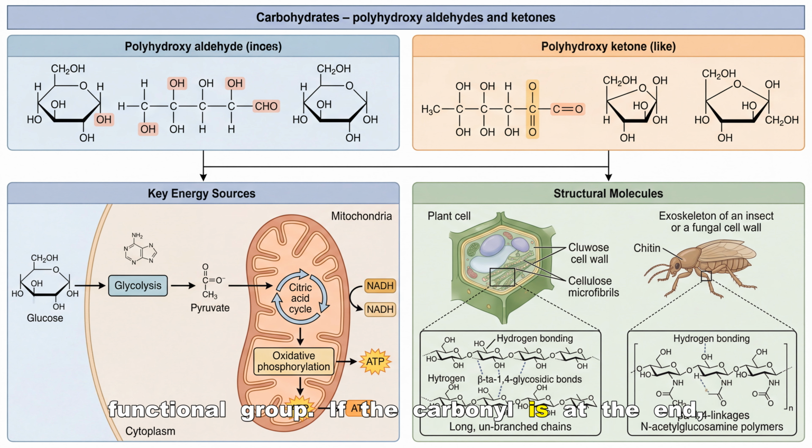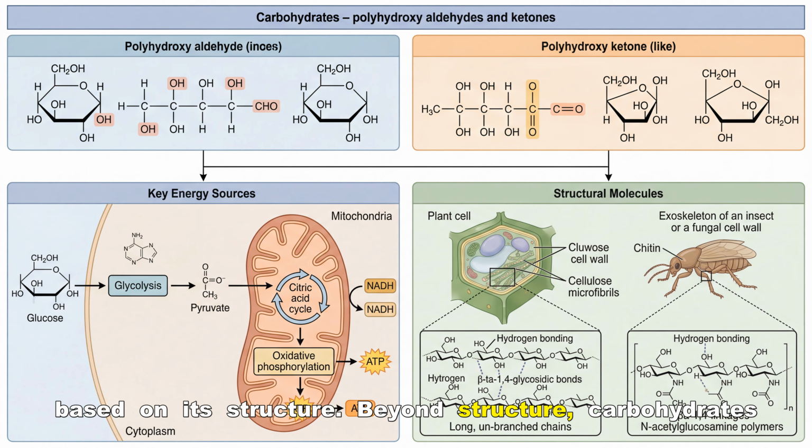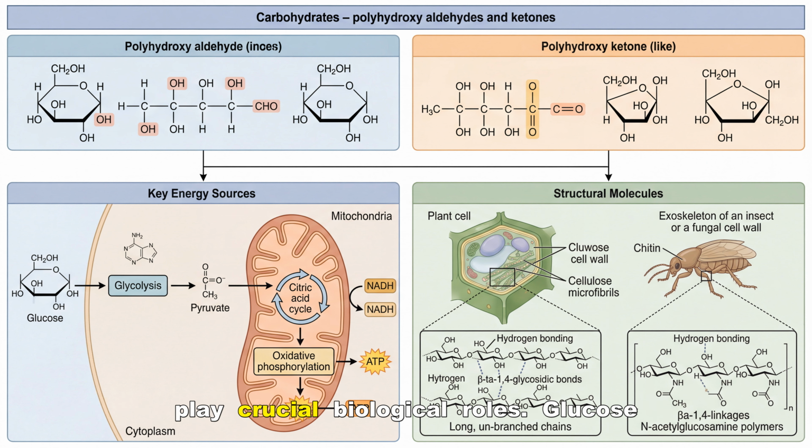If the carbonyl is at the end, it is an aldose. If it is in the middle, it is a ketose. A simple way to remember this is A comes before K, so aldose has the carbonyl at carbon 1, while ketose shifts inward, often to carbon 2. On the MCAT, you may be asked to identify whether a sugar is an aldose or ketose based on its structure. Beyond structure, carbohydrates play crucial biological roles.